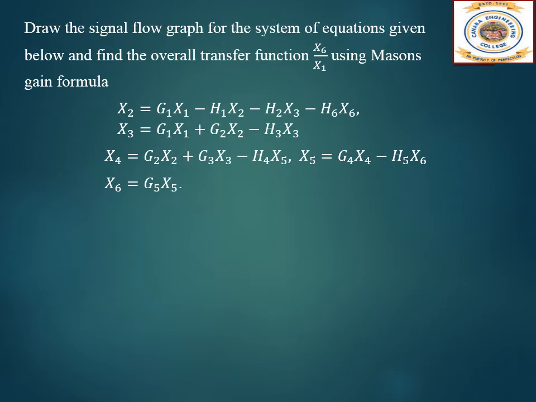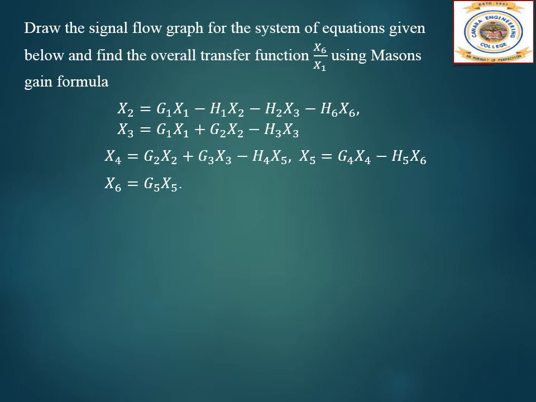So we have to draw the signal flow graph for the system of equations given below and find the overall transfer function x6 by x1 using Mason's gain formula. We'll first individually take the equations, write the separate signal flow graphs for each equation, then we'll combine them in the end to form the whole signal flow graph. So consider the first equation.